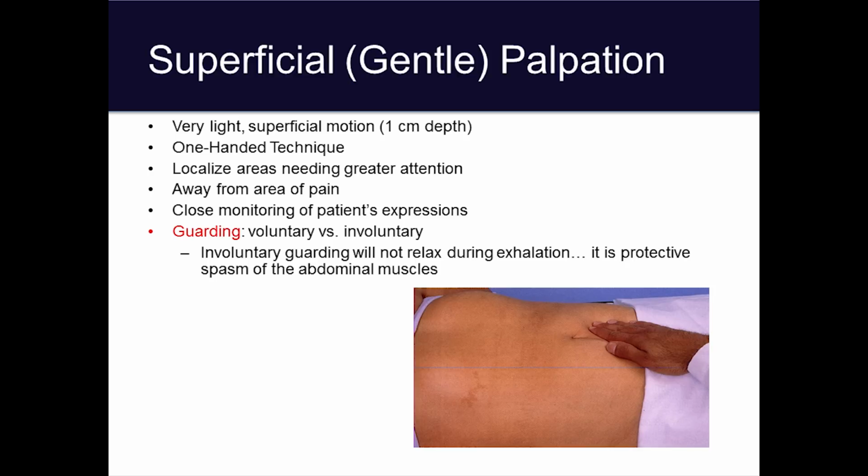What you can do is have the patient try open mouth breathing. The abdominal muscles should usually relax during exhalation. Involuntary guarding will not relax during exhalation. It's a protective spasm of the abdominal muscles, okay? And it would indicate that there is a problem in the peritoneal space or inflammation in the peritoneum.